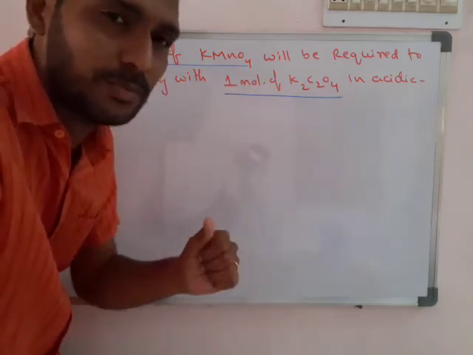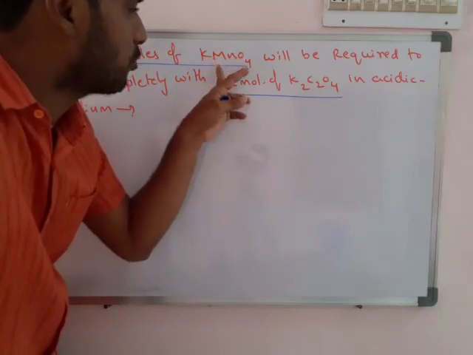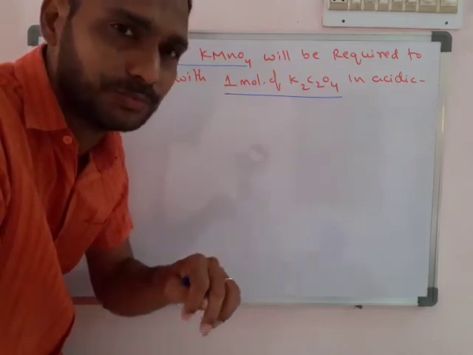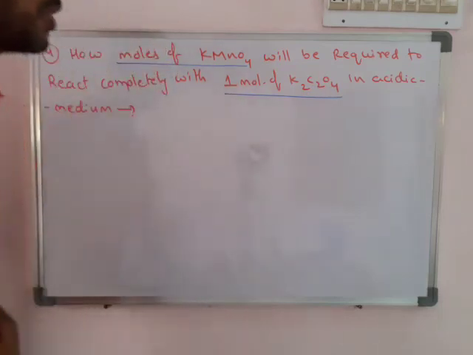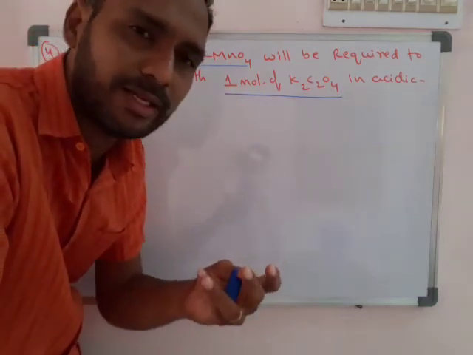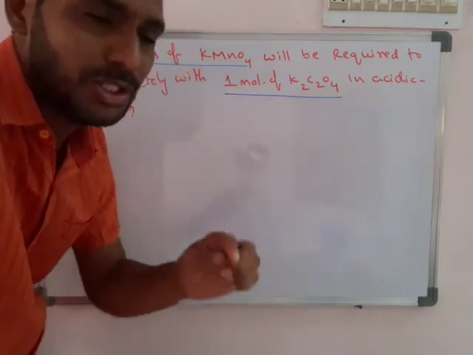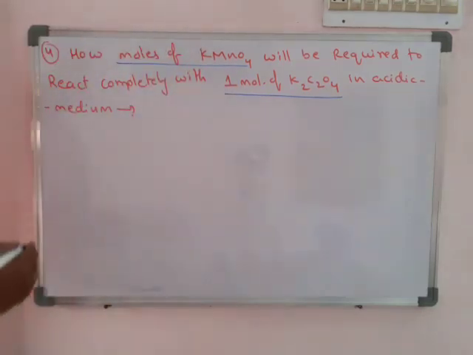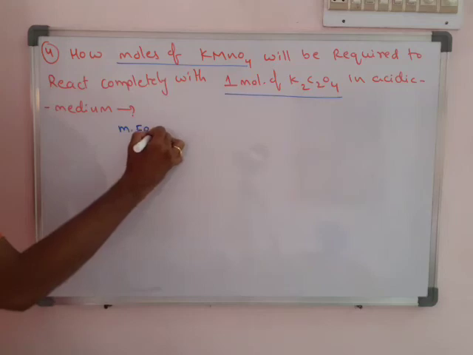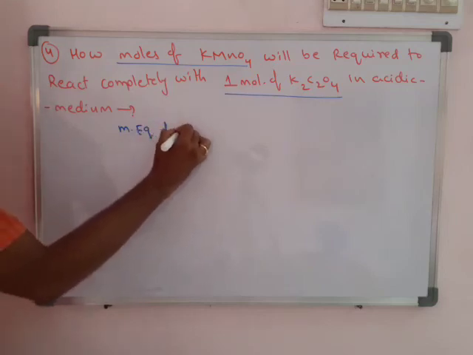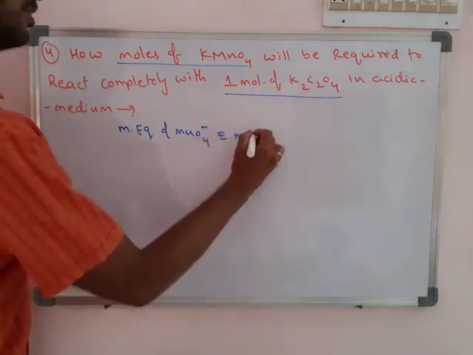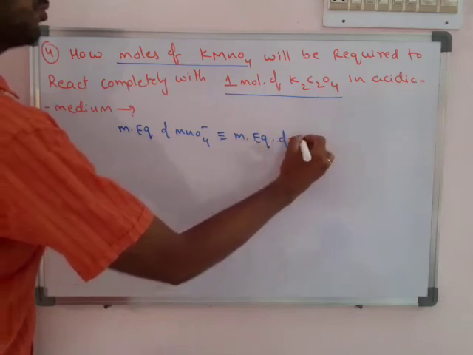Just now in the second problem we calculated: MnO4 minus becomes Mn 2 plus, n factor 5, and C2O4 2 minus becomes 2CO2, n factor equal to 2. So when we have to calculate directly in moles, we use the n factor in the denominators. Based on that we are able to write a step: the milli equivalents of MnO4 minus are exactly equal to the milli equivalents of oxalate.